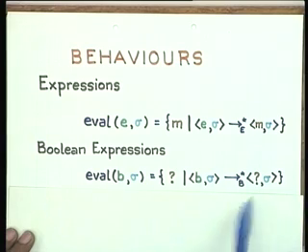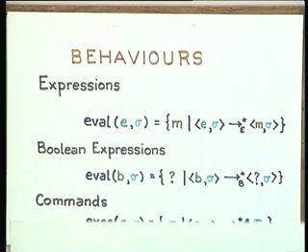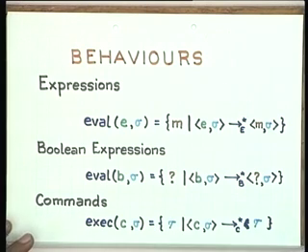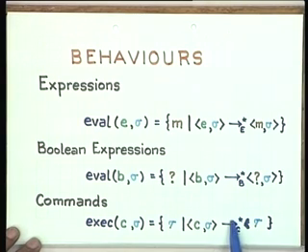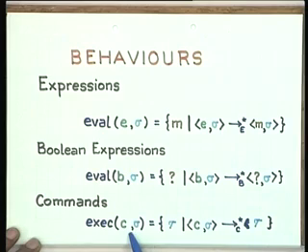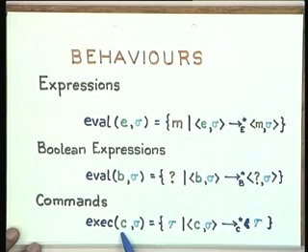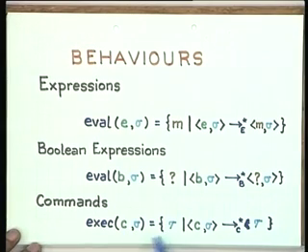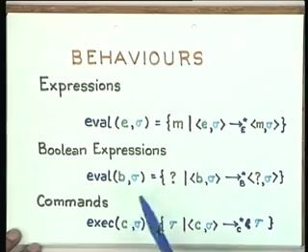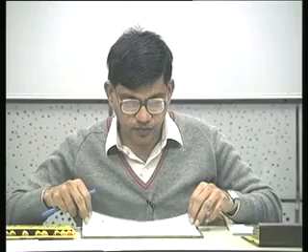Then similarly for Boolean expressions we defined the notion of evaluation, and for commands we defined the notion of an execution, and commands yield states, and since our transition relation is deterministic, what it means is that every command defines a function from state to state. So from an input state to an output state, and it also confirms the view that commands are state transformers. Okay.